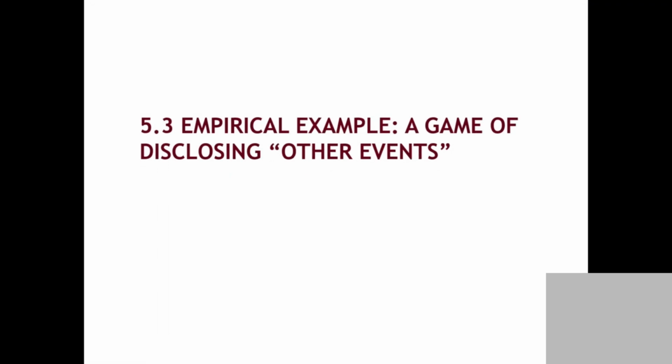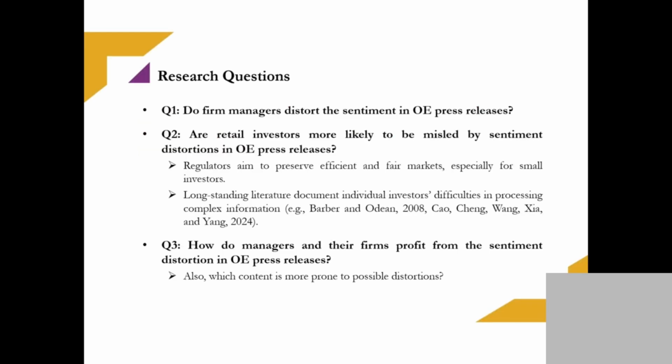So I want to talk about the second example using the 8-K. So we go back to the other events. So Item 8.01. Do you guys remember I said Item 8.01 is less regulated and it's more broadly defined? There's a lot of distortion possibly going on. So we talk about a case like this.